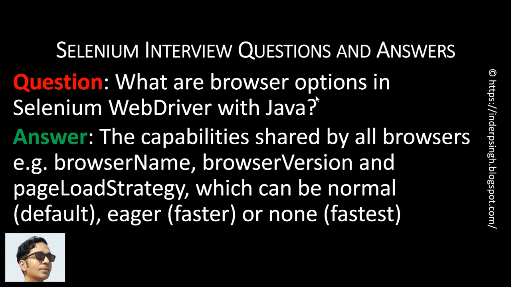What are browser options in Selenium WebDriver with Java? These are the capabilities shared by all browsers. For example, browser name, browser version, and page load strategy, which can be normal, this is the default, or it can be eager, which is even faster, or none, which is the fastest. By default, we are going to use the normal page load strategy, which allows the DOM to complete loading.